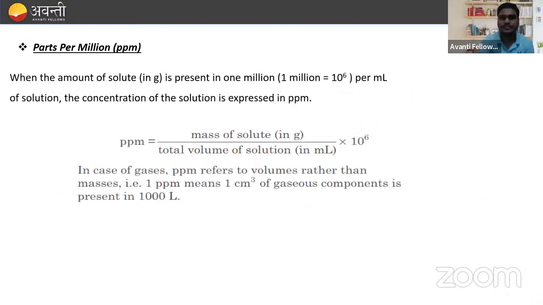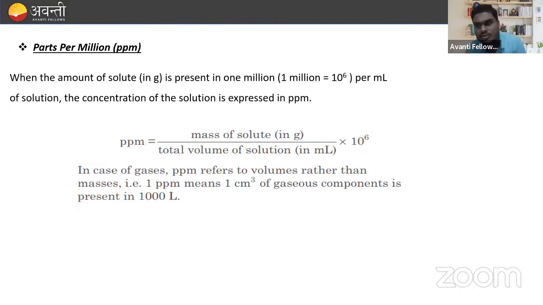Now, this one is also very important, that is parts per million. This unit of concentration is basically used when the solute is present in a very, very small quantity as compared to the solvent. So whenever such cases arise, when the solute is very small as compared to the solvent and you have to calculate the concentration, then you use parts per million.